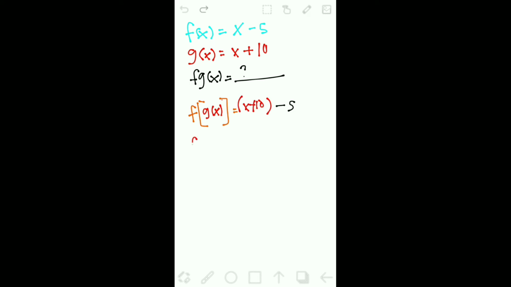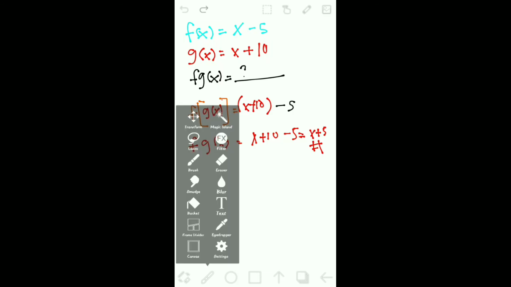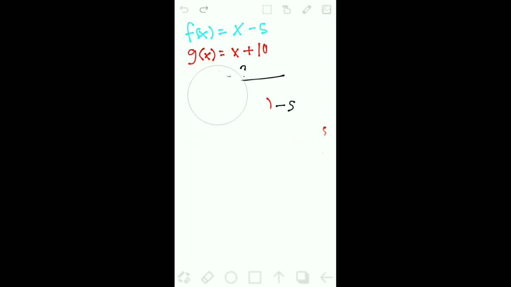So we simplify this f(g(x)), we just write it like this: equals x plus 10 minus 5, which is further simplified to x, and 10 minus 5 is plus 5. Okay, so the composite function is x plus 5. Okay, let's get into a more complicated one.